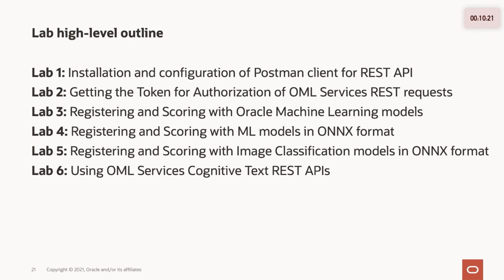Then lab 2, we're going to start with getting the token authorization, and then we're going to register and score OML models, and then we're going to register and score machine learning models with ONNX, and then we're going to register and score image classification models in ONNX. And finally, we're going to see the cognitive text, okay?